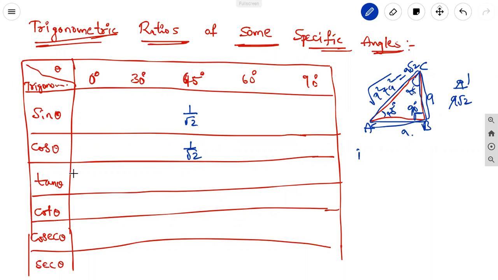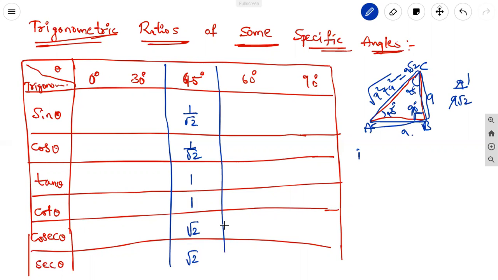Tan theta means sine by cos: 1 by root 2 divided by 1 by root 2. This is 1. Cot theta is cos theta by sine theta: 1 by root 2 divided by 1 by root 2. It is also 1. Cosec theta is 1 by sine theta, so it is root 2. Sec theta is 1 by cos theta, that is 1 by 1 by root 2. It will become root 2. So these are the values for 45 degrees. This 45 degrees angle can be taken in the isosceles right angle triangle.